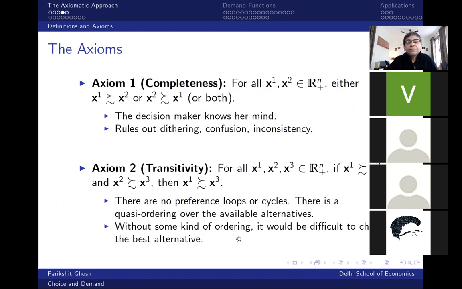Is it a reasonable assumption? Is it empirically relevant? I mean, do people most of the time have transitive preferences? Well, maybe, let's hope so.